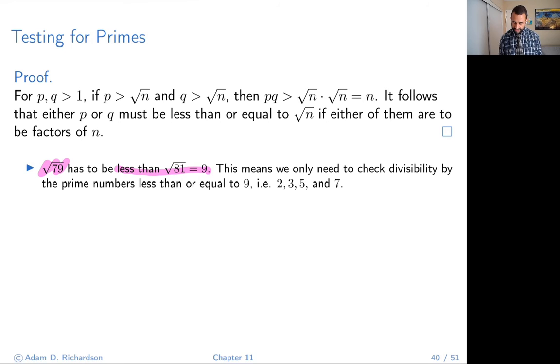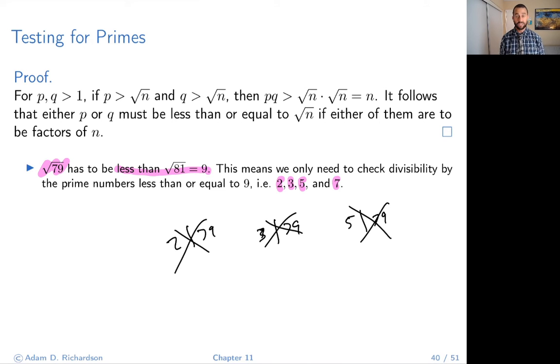This means we only need to check divisibility by the prime numbers less than or equal to 9. In other words, just test it by those four numbers. So let's check. Does 2 divide 79? No, 79 is not even. Does 3 divide 79? What are the digits? 7 plus 9 is 16. 16 is not divisible by 3. Boom. What about 5? No, 5 definitely doesn't divide 79 because it doesn't end with a 0 or a 5.